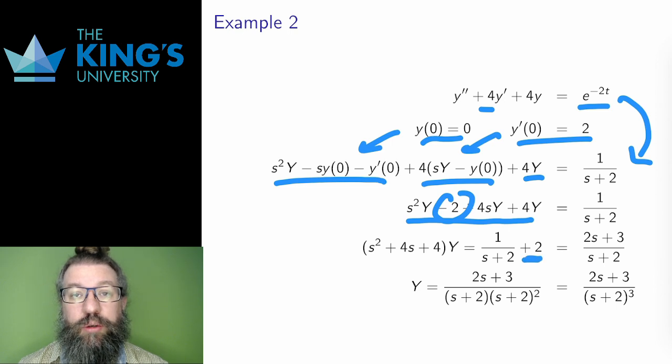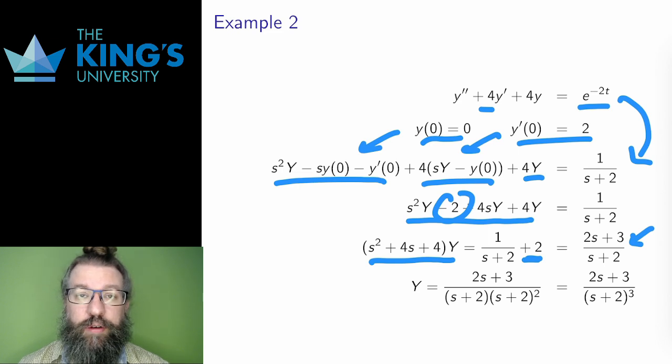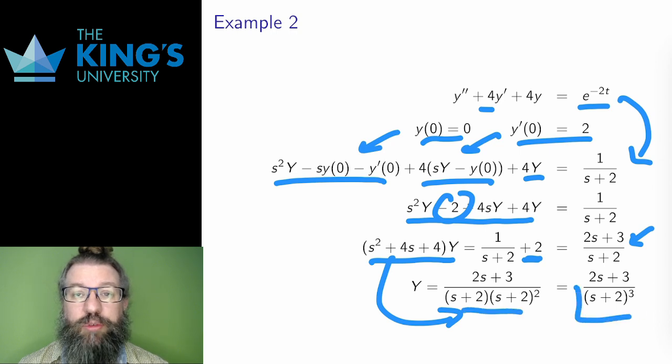On the right, then I go to common denominator. Then in that common denominator, I can divide by the expression in front of the Y on the left, giving me an isolated expression for capital Y. These denominators are the same, so I can write that as s plus 2 cubed. All right, now I've isolated capital Y.